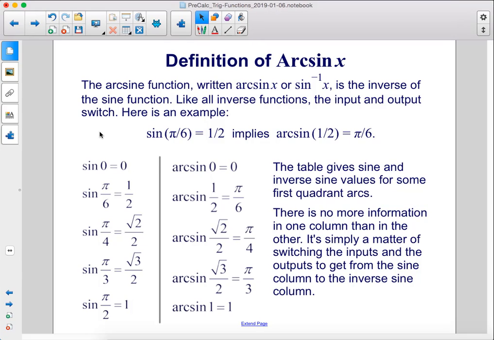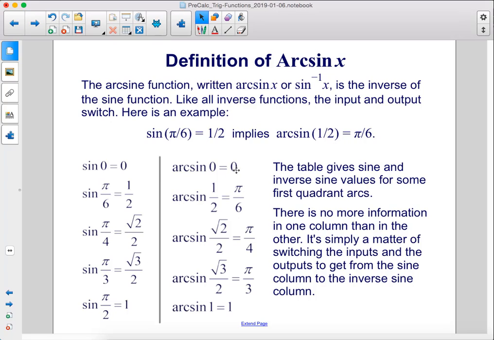The arcsine function, written arcsine of x or sine to the negative 1 of x, is the inverse of the sine function. Like all inverse functions, the input and output switch. Here's an example. Sine of pi over 6 equals 1/2 implies arcsine of 1/2 equals pi over 6.